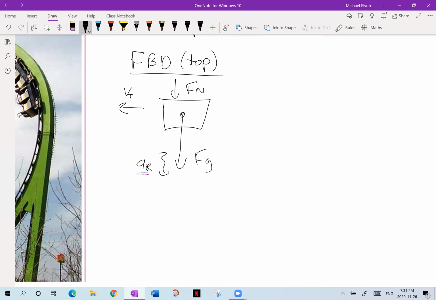So we only have a y component to worry about. We're going to make down positive because after all, everything's down in this question. And you get this, that the net force is equal to Fn plus Fg. So MAR equals Fn plus Mg.